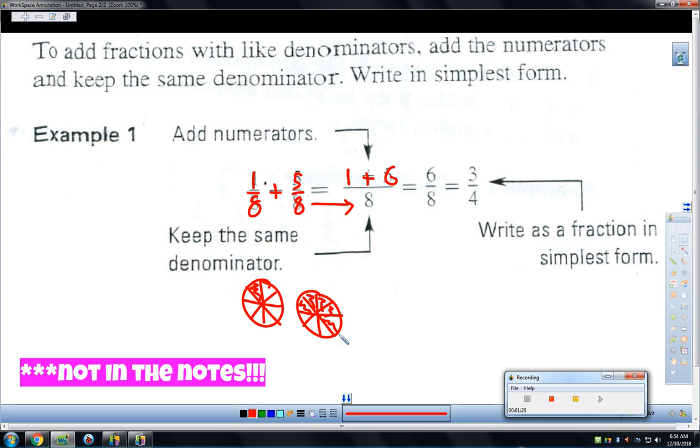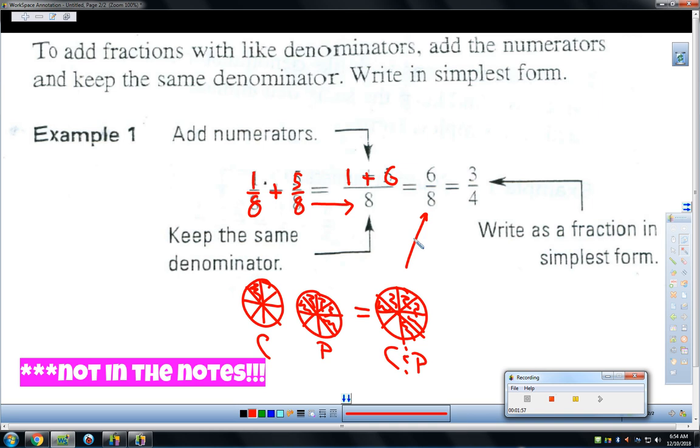When I want to know how much pizza I ate together, I'm not magically going to have pizzas cut out of 16. I'm still talking about pieces that are 1/8 the size of a pizza, a pizza cut into 8ths. So if this is cheese and this is pepperoni, how much pizza did I eat together? I ate 6 of the slices. But my slices were out of 8.